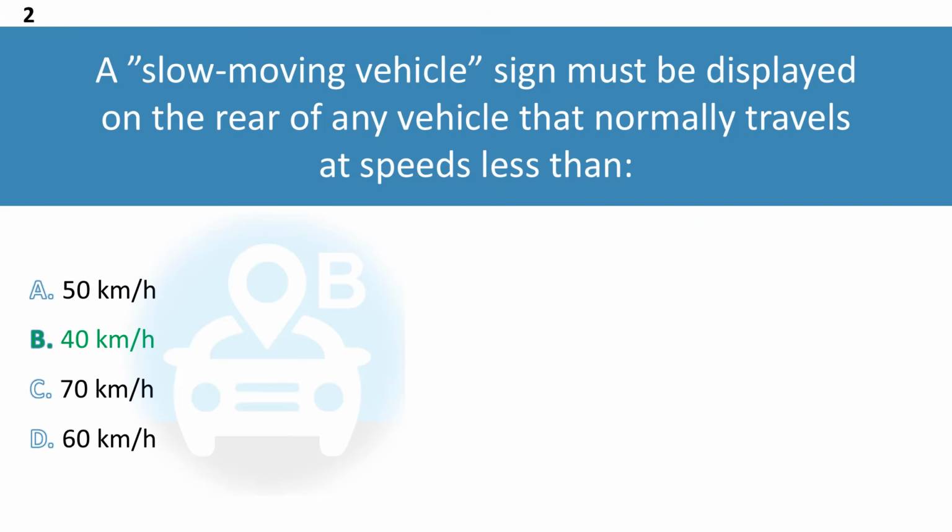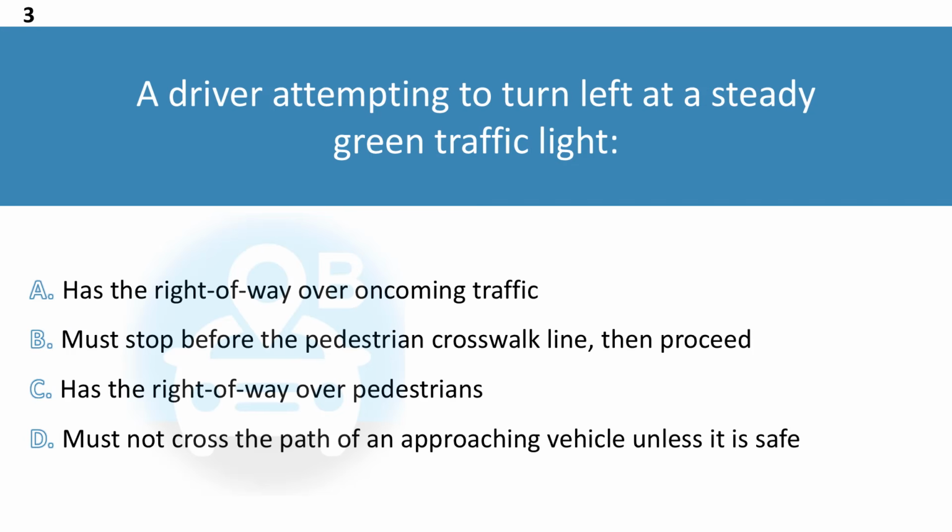The correct answer is B. 40 km per hour. A driver attempting to turn left at a steady green traffic light: A. Has the right of way over oncoming traffic. B. Must stop before the pedestrian crosswalk line, then proceed. C. Has the right of way over pedestrians. D. Must not cross the path of an approaching vehicle unless it is safe.